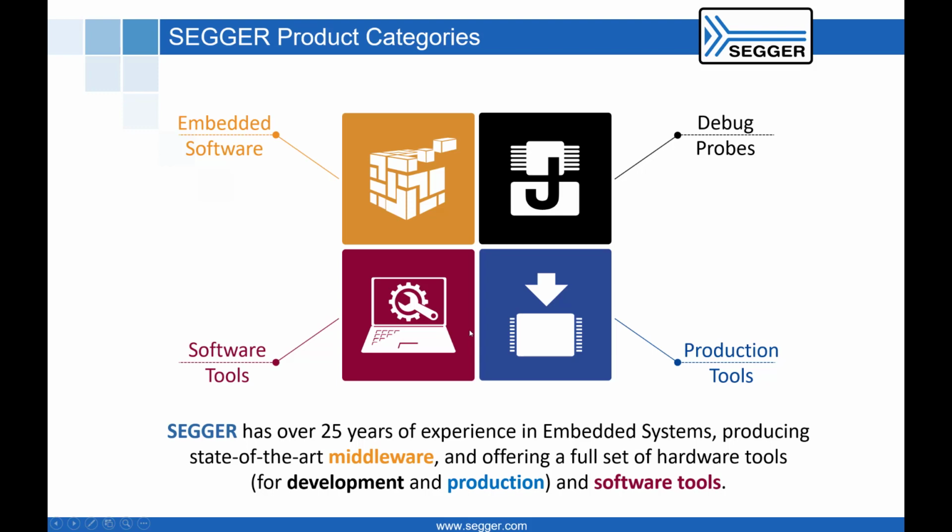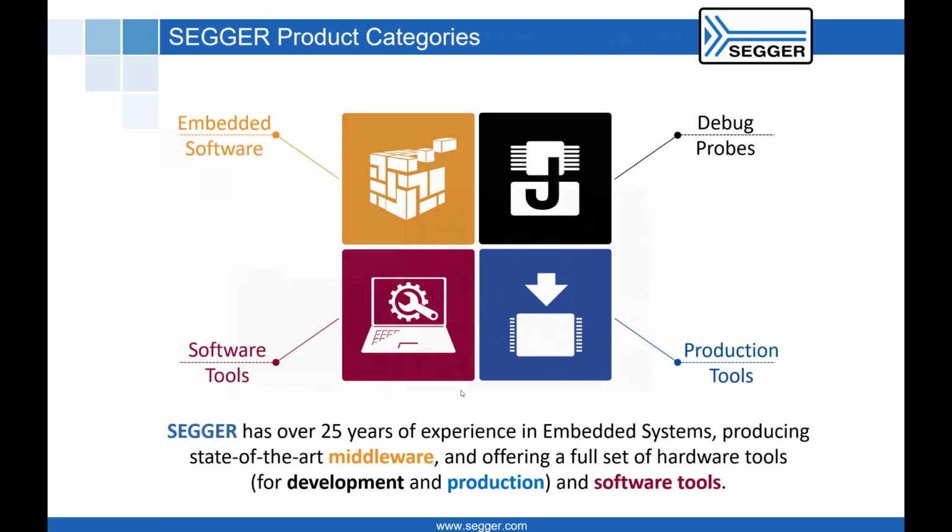We also have a line of production programmers called flashers. So those are good for volume production and just programming your target devices once everything is done. And we also have a line of software tools that make it easier for you to develop and debug your software. And of course, one of them we're going to take a look at today, which is SystemView.